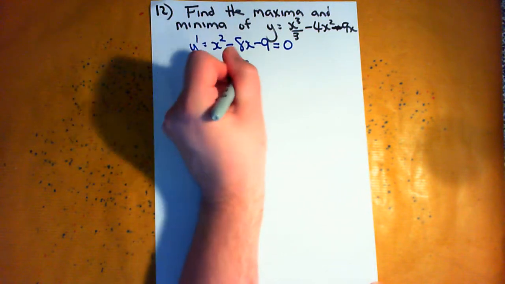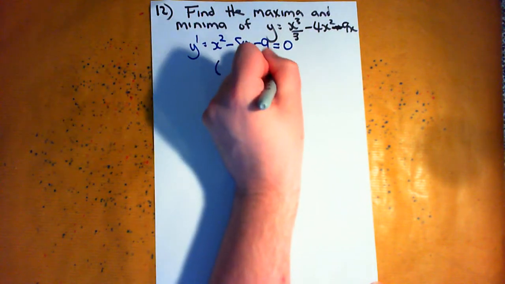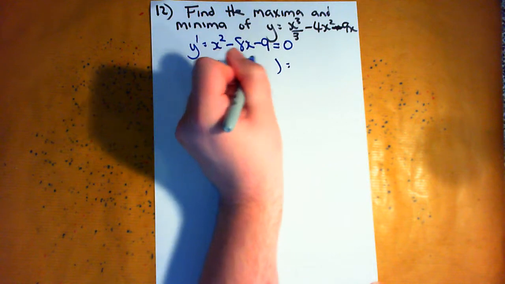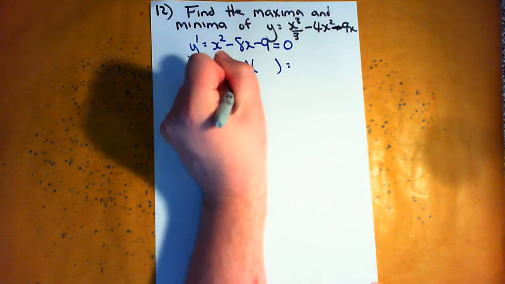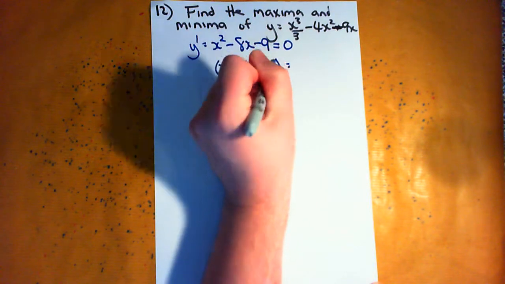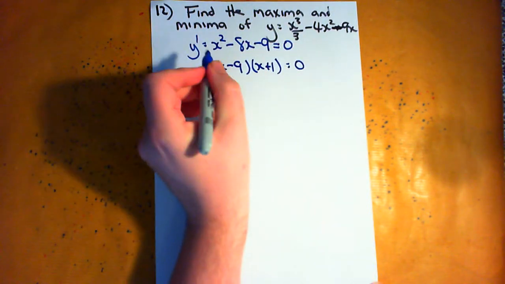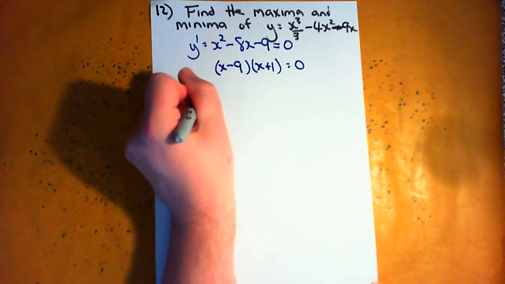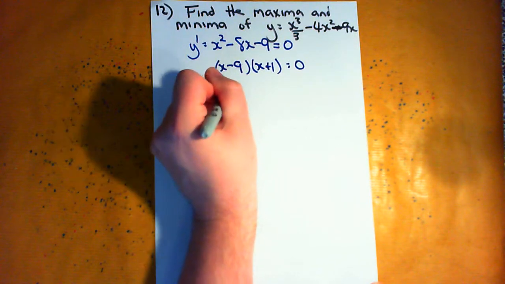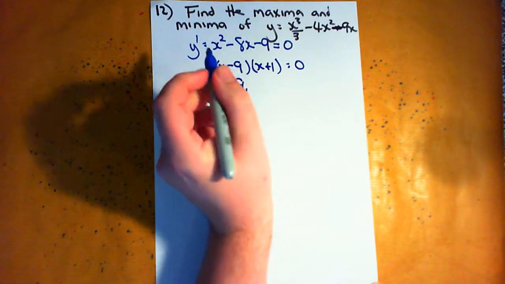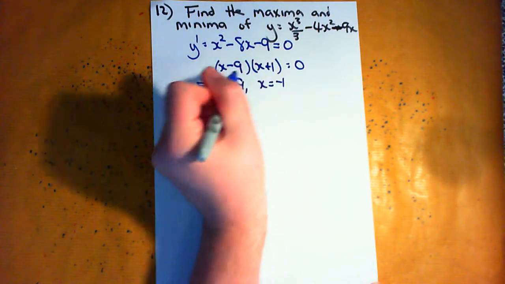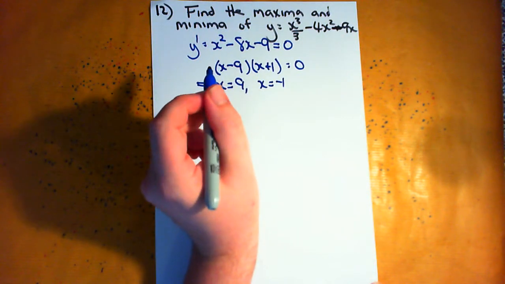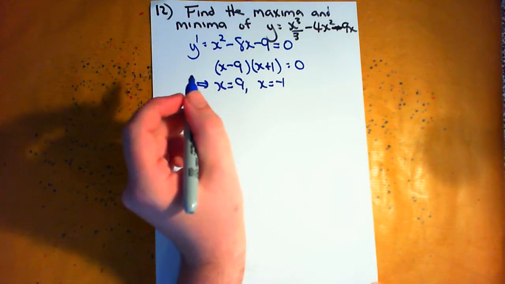It factorises. We're looking for two numbers that add to negative 8 but multiply to negative 9, and such numbers are minus 9 and plus 1. So therefore we have solutions of x equals positive 9 and x equals negative 1, because those are the values that make each bracket 0 individually.